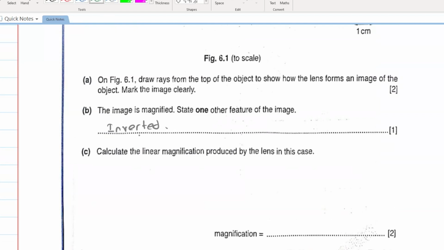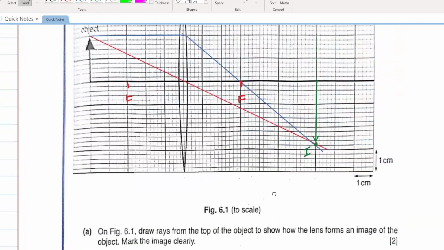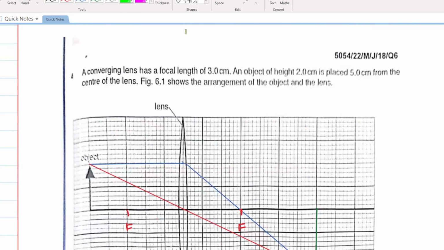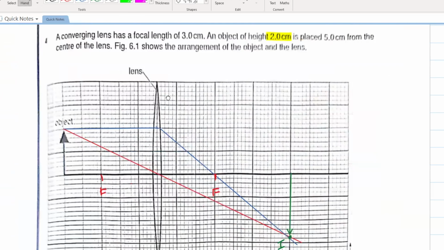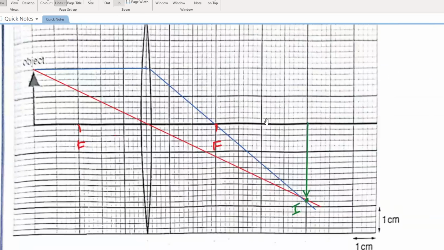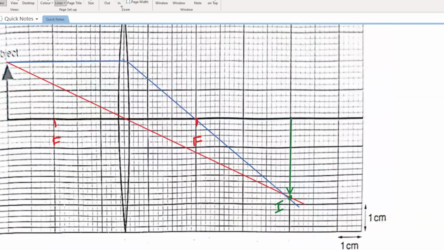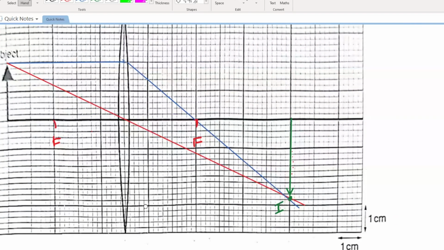How will you calculate the linear magnification? Height of image divided by the height of object. If you notice, you are already given the height of the object. The examiner has been very kind to you. The height of the object is already given to you, that is 2 centimeter. Can you calculate the height of the image? 5 boxes, 1 centimeter. 1, 2, 3, 4, 5. One more centimeter, and this is 2.4. So this will be 2.8 centimeters.